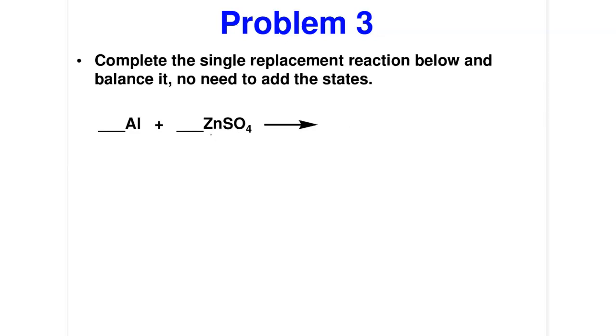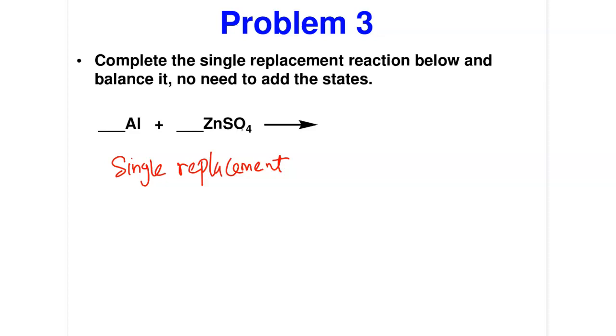So you can say this is a single replacement reaction. That's exactly what we have here. It's a single replacement. One is going to kick. So aluminum is going to go kick zinc out and take the sulfate ion.